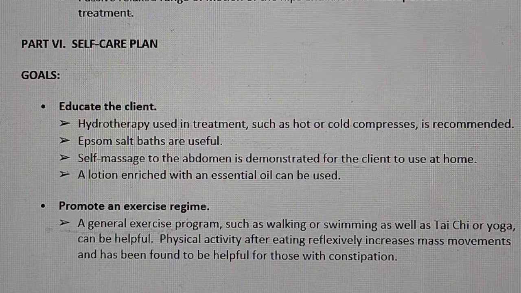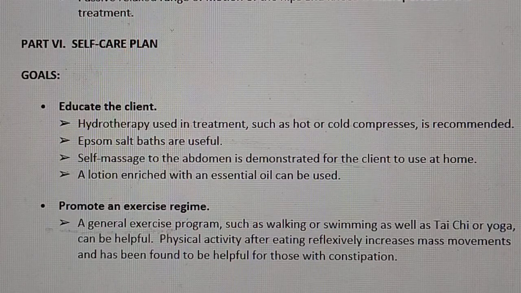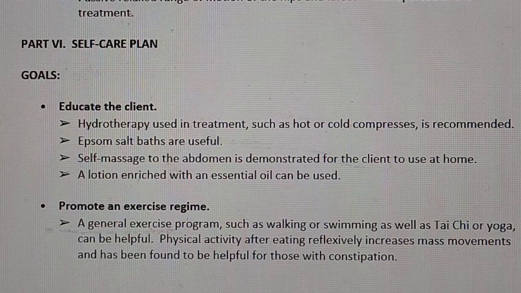Now the goals here are to educate the client. Hydrotherapy used in treatment, such as hot or cold compresses, is recommended. So you're gonna tell your client how to use hot and cold hydrotherapy. Epsom salt baths are useful, so you're gonna teach your client how to use this as well. Now self-massage to the abdomen is demonstrated to the client to use at home. So you're gonna teach the client how to self-massage the abdominal area.